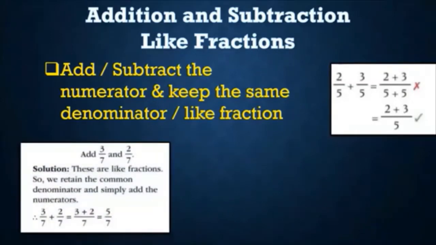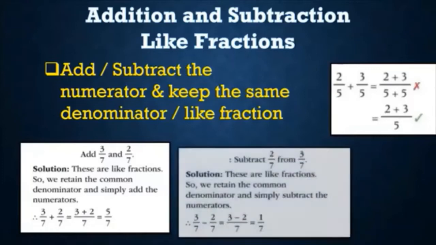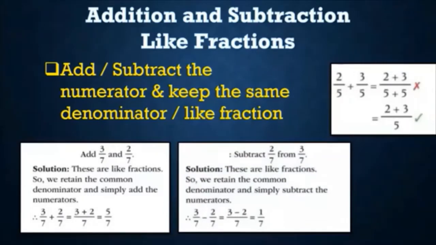For example, if you want to add 3 by 7 and 2 by 7, we need to just add them. 3 by 7 plus 2 by 7 is equal to 3 plus 2 by 7, which is equal to 5 by 7. If we want to subtract, we can subtract 2 by 7 from 3 by 7. It will become 3 by 7 minus 2 by 7, which is equal to 3 minus 2 by 7, which is equal to 1 by 7.